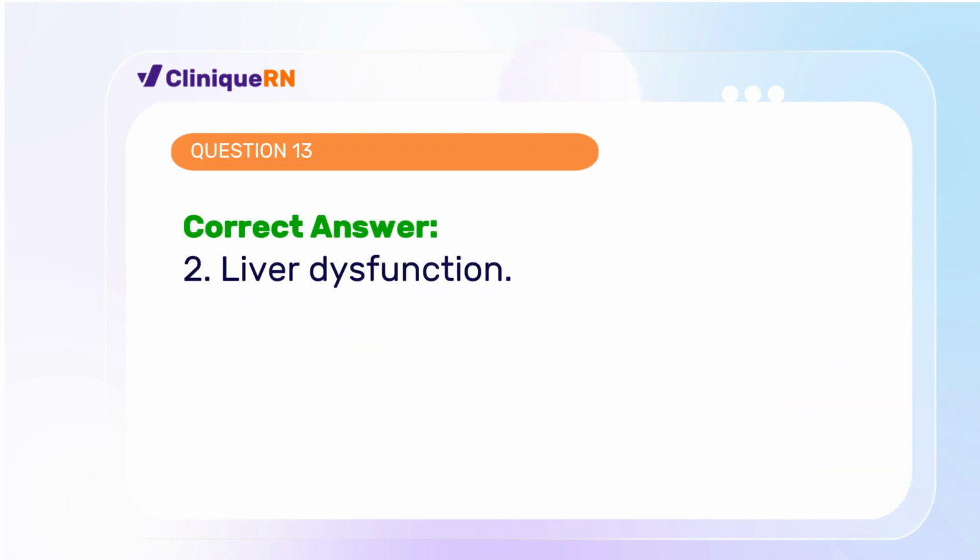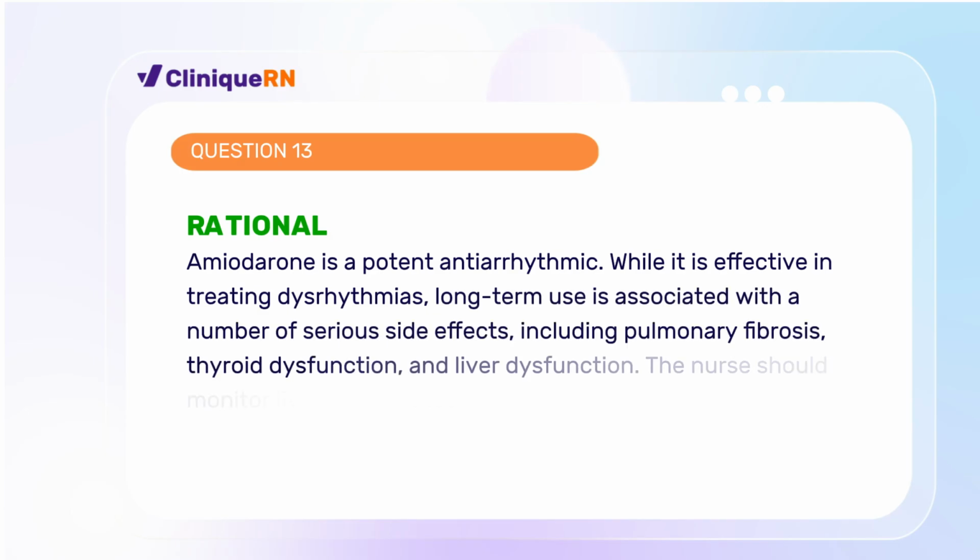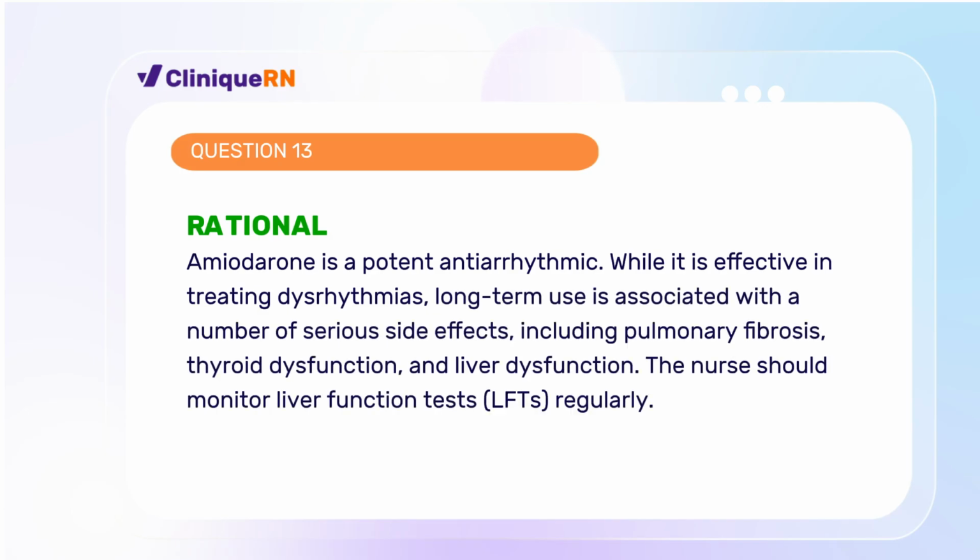Correct answer. 2. Liver dysfunction. Rationale. Amiodarone is a potent antiarrhythmic. While it is effective in treating dysrhythmias, long-term use is associated with a number of serious side effects, including pulmonary fibrosis, thyroid dysfunction, and liver dysfunction. The nurse should monitor liver function tests, LFTs, regularly.